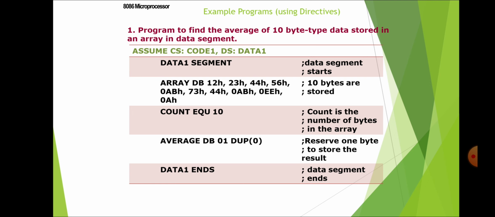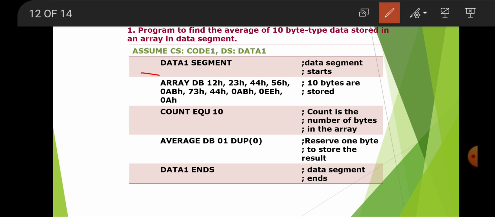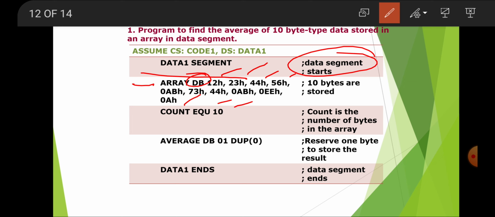Now we will write one program here: a program to find the average of 10 byte-type data stored in an array of a data segment. I will take one data segment over here. The data segment starts here. I will take one array with different numbers. I am giving a name to the array, ARRAY DB, and these 10 numbers: 12, 23, 44, 7, 56, 0ABH, 73, 44, 0ABH, 0AEH and 0AH. So there are 10 bytes we have stored.